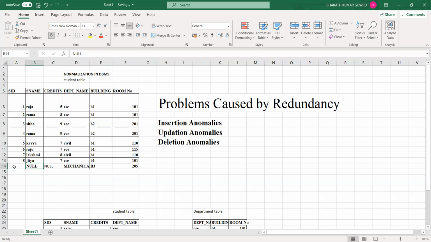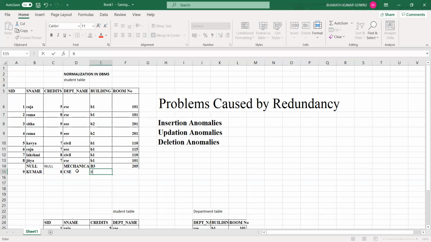Another example: suppose my aim is to insert another record, student id 9, Kumar, percentage 8. He is related to the CSC department.